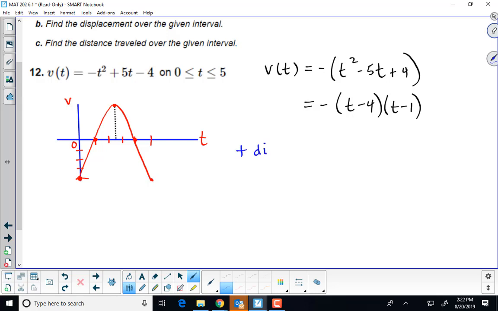So positive direction, let's say I say use open intervals. For positive direction, that would be 1 to 4. And again, I would tell you to use an open interval or a closed interval. And negative direction will be 0 to 1 and 4 to 5.